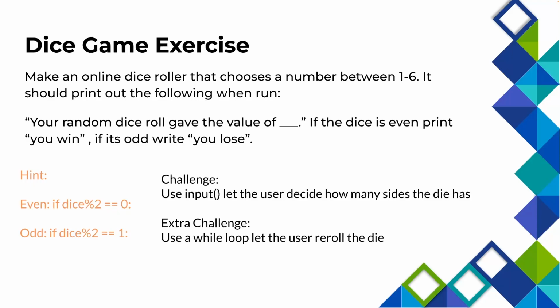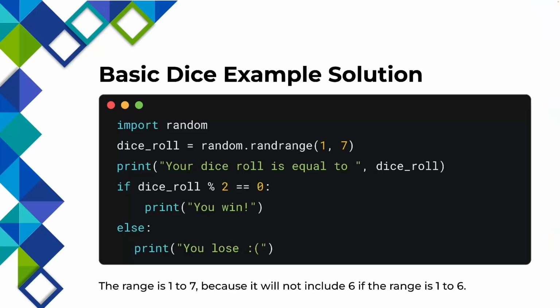Okay, ready to come back? Let's take a look. Our basic dice game is essentially choosing a random number between 1 and 6. So we will use the random.randrange function. Again, I will emphasize that we are doing randrange between 1 and 7, but we do not include the number 7. So the range is 1, 2, 3, 4, 5, and 6.